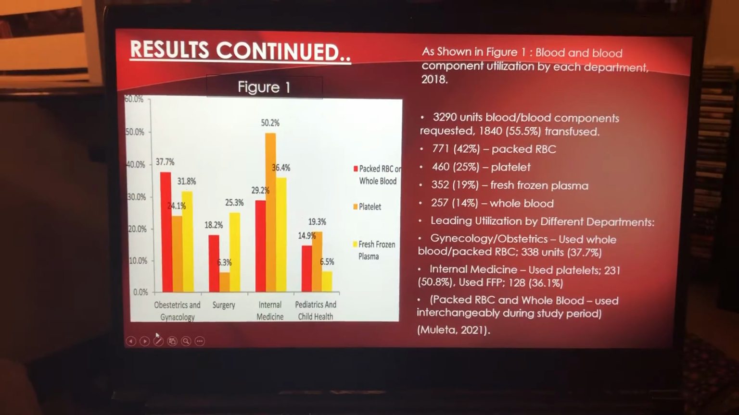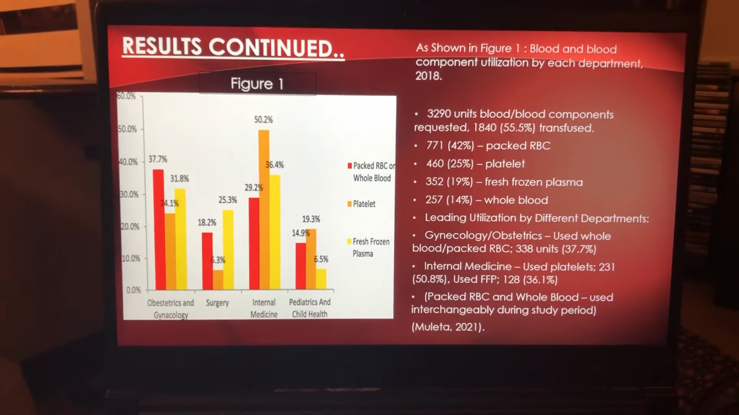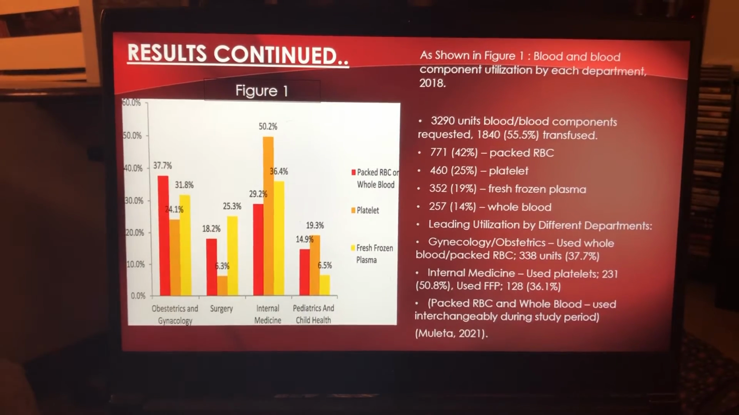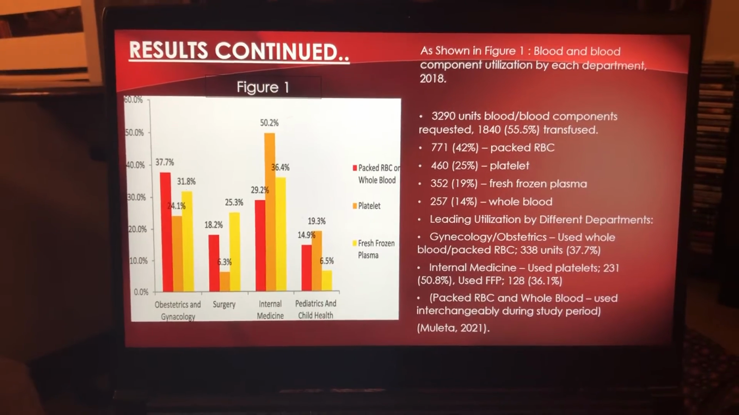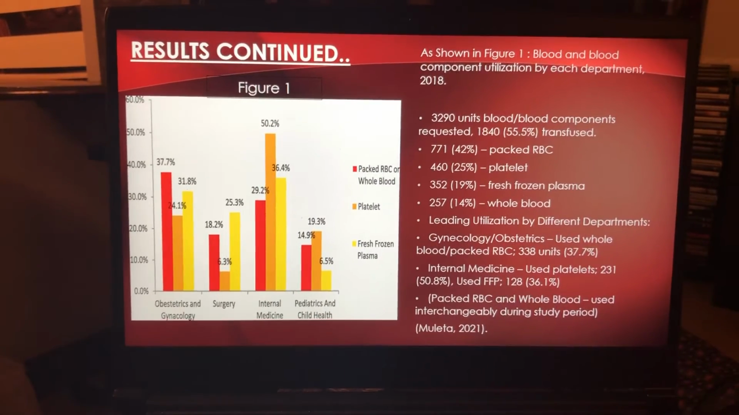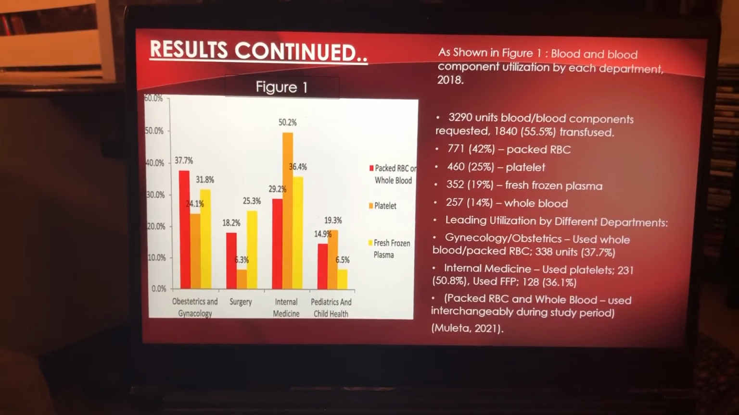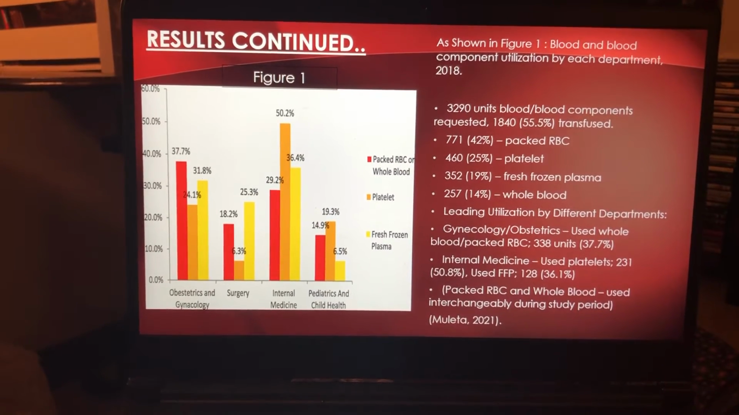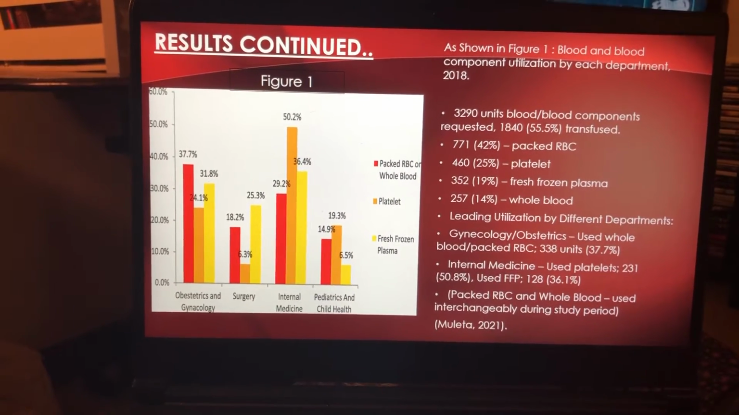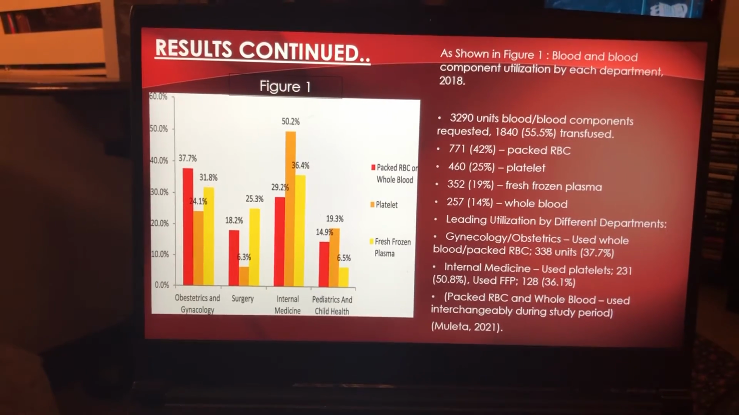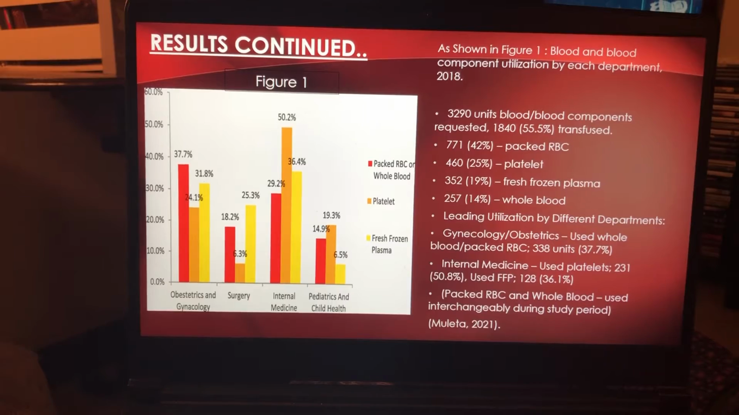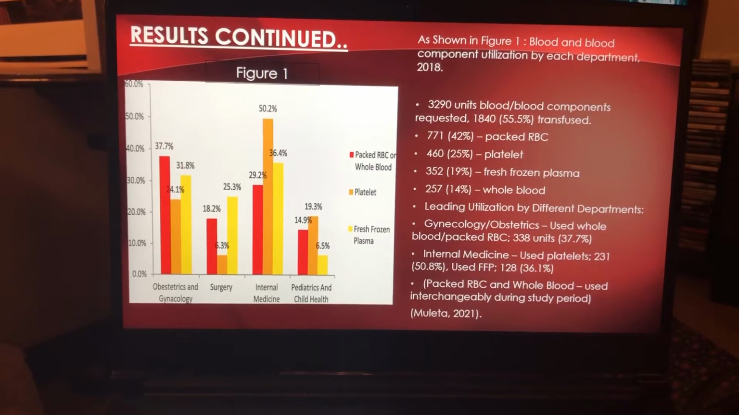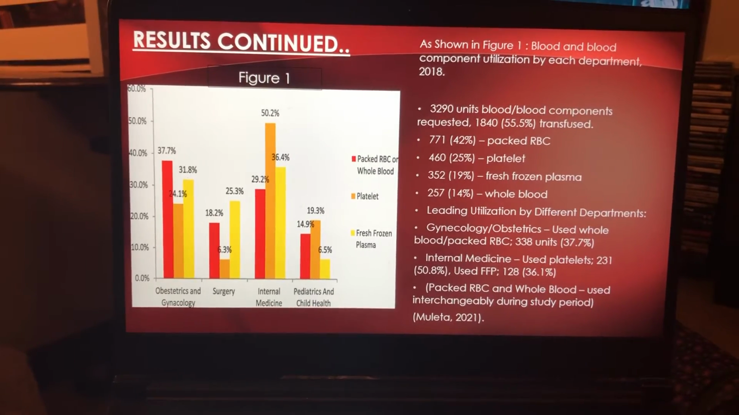In this figure, you see the blood and blood component utilization by each department. So there were 3,290 units of blood and blood components requested, and then only 1,840, which is 55.5% of that 3,290, were actually transfused. Of those, 771, or 42%, were packed red blood cells. 460, or 25%, were platelets. 352, or 19%, were fresh frozen plasma. 257, or 14%, was whole blood.